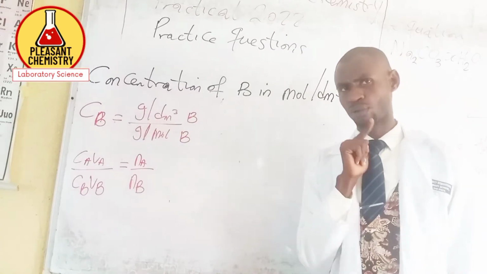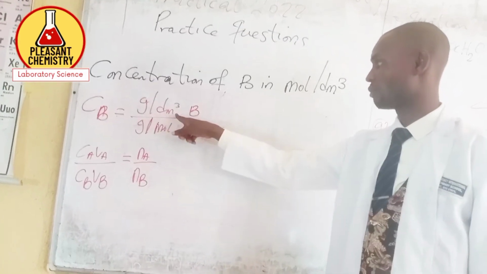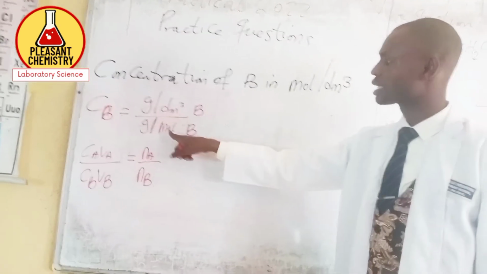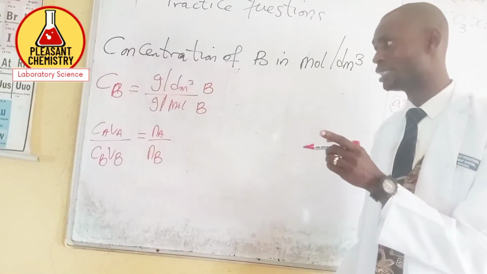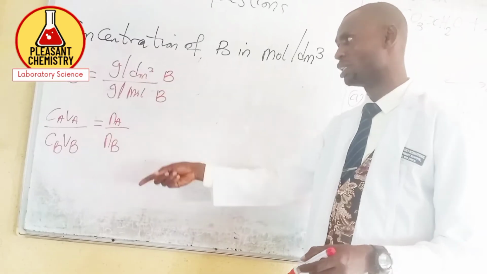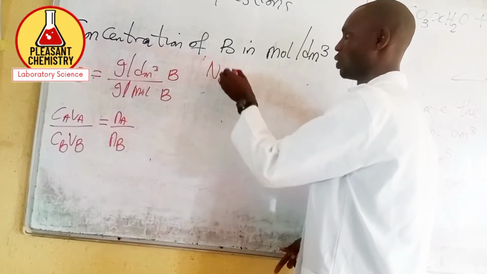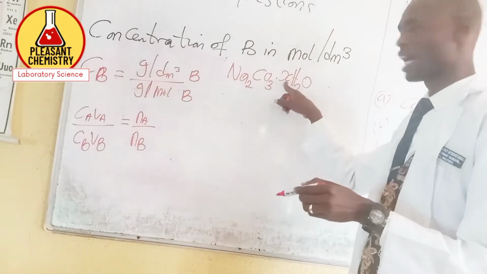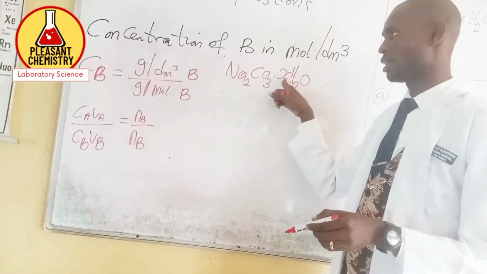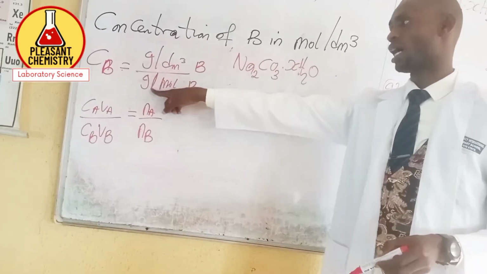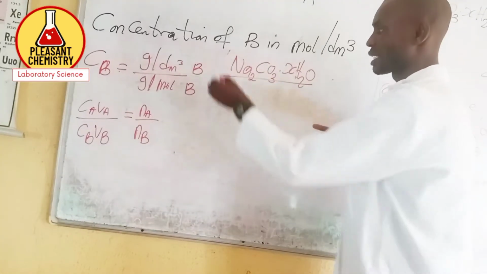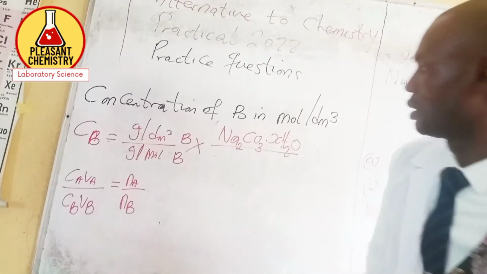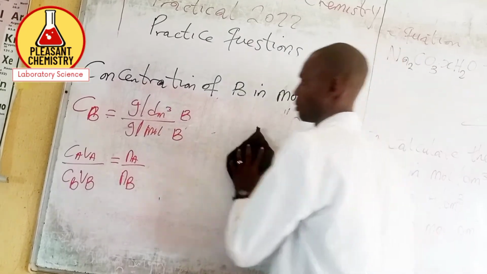Now, if you check the question very well, we have calculated gram per dm cube of B, but gram per mole of B, which is the molar mass of B, can we determine that? Of course not, because the formula given was Na2CO3·XH2O. This X we are yet to discover, and because of that there is no way we can calculate the molar mass of this formula. In that case, we can't use this formula, because we cannot determine the molar mass.